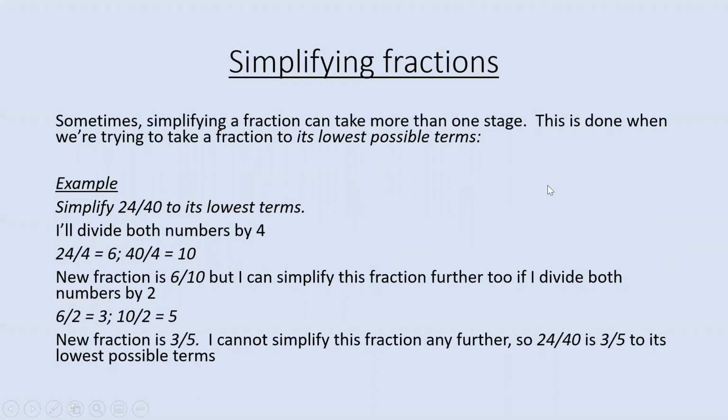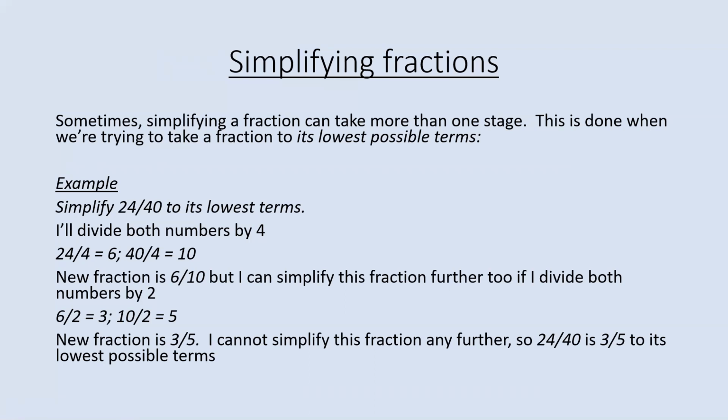Sometimes if we try to simplify fractions, it can take more than one stage in order to get the fraction down to its lowest possible terms. So here's an example. Simplify 24/40 to its lowest terms. I'm going to divide both numbers by 4 because both of them will go into those numbers. 24 divided by 4 equals 6, and 40 divided by 4 equals 10. So the new fraction is now 6/10.